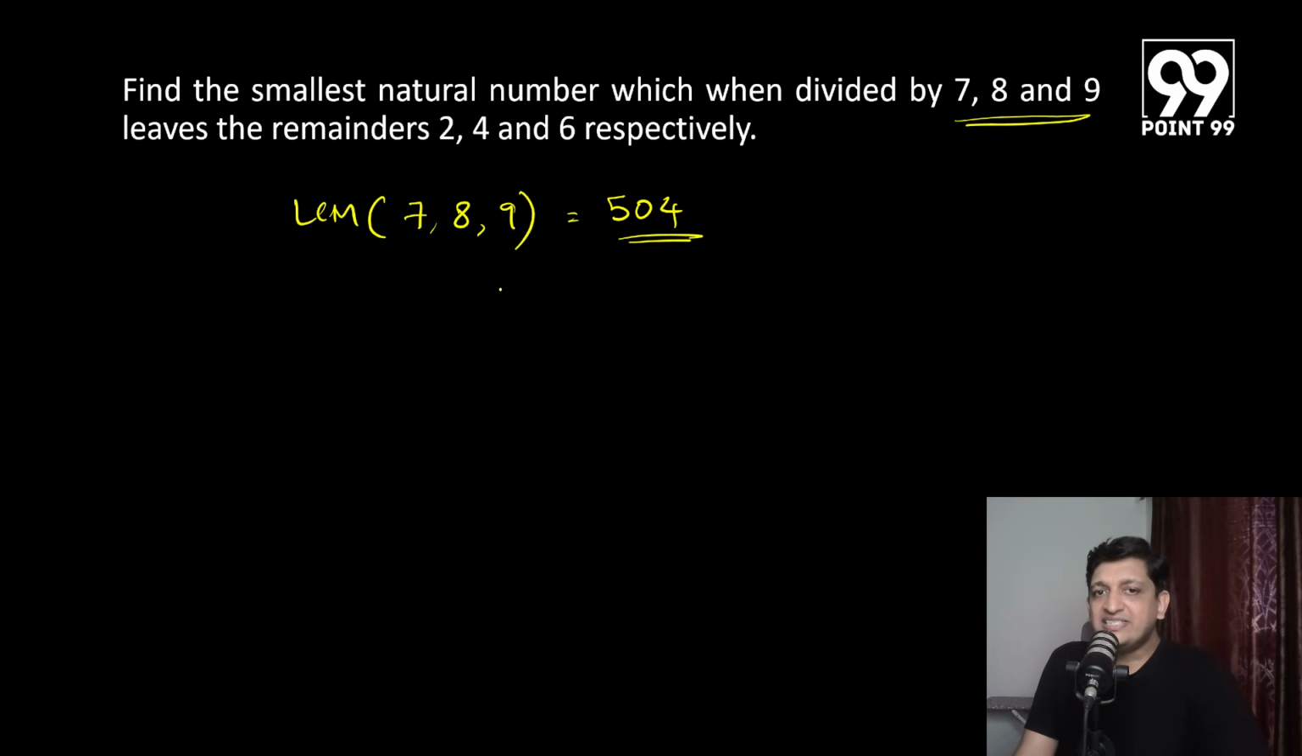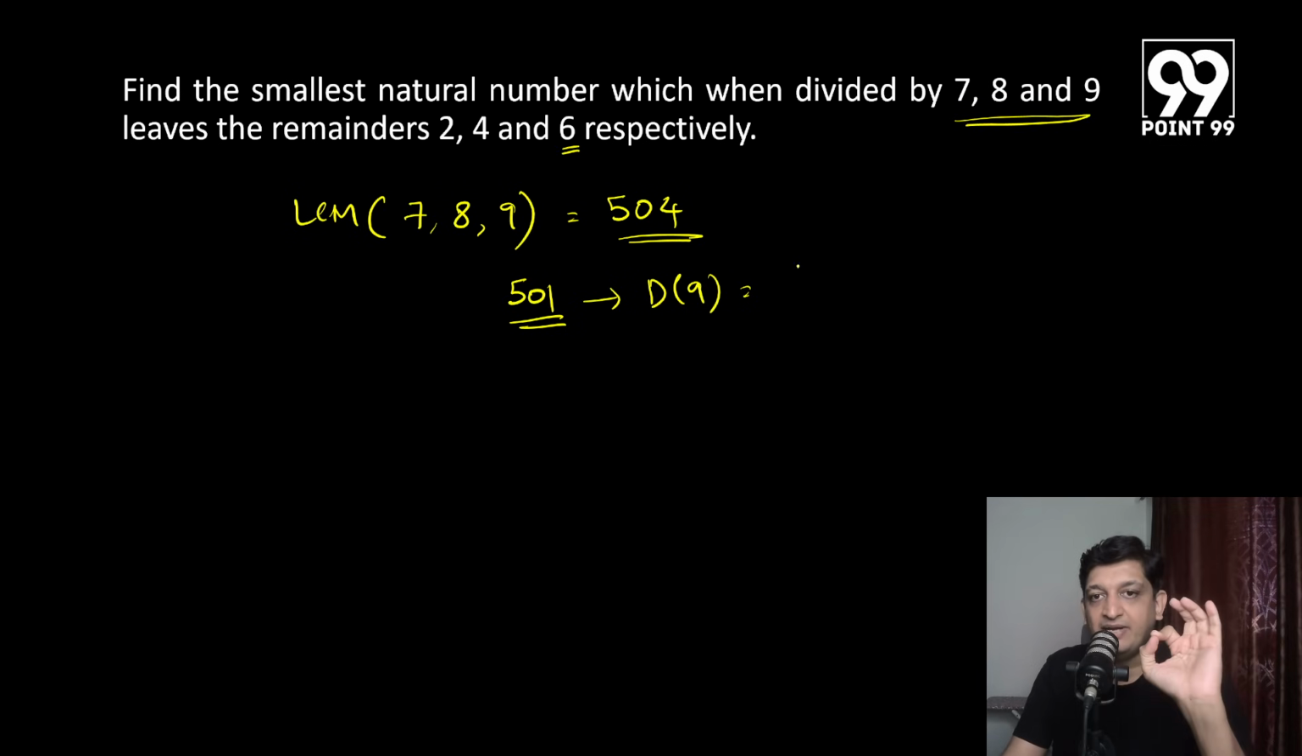Now, let's say for example, I am trying to figure out a number that leaves a remainder 6 when divided by 9. What is the smallest such number in this particular context, below 504? I can say 501 is a number. Now when 501 is divided by 9, it leaves remainder 6. But when 501 is divided by 8, what is the remainder that it will leave? We have gone 3 places backward. So 5 will be the remainder when you divide something by 8.